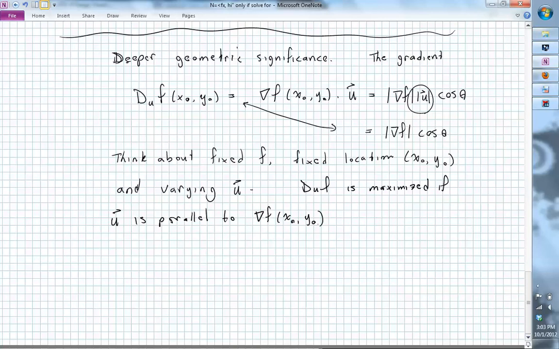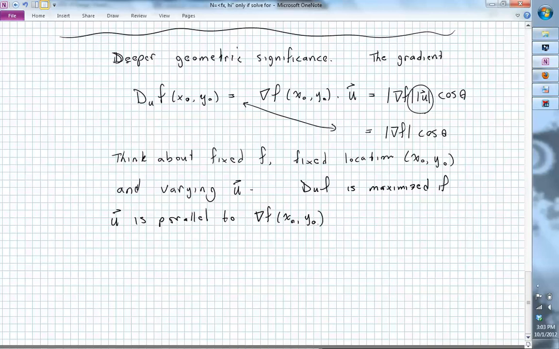Right, so I come to the point, and the gradient vector is, say, pointing in that direction. So I know, based on this cosine identity, that that's the steepest direction that I can go. And if I turn around 180 degrees, I know that that's the quickest descent that I can go. So that's the direction of steepest descent. That's the direction of steepest ascent.